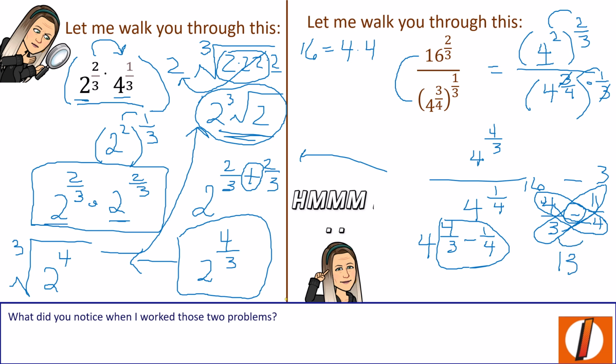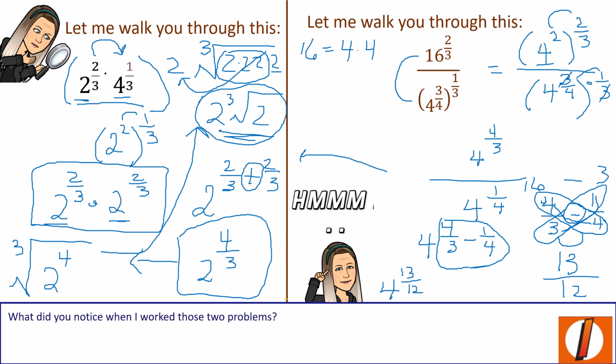And let's make that tail here at the bottom. 3 times 4 is 12. All right, so 4/3 minus 1/4 is 13/12. So this is 4 to the 13 over 12.